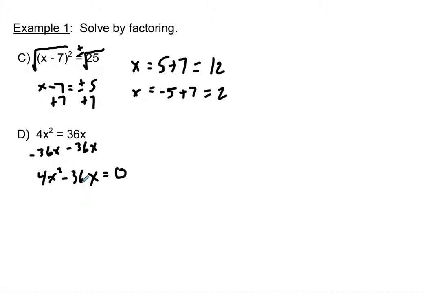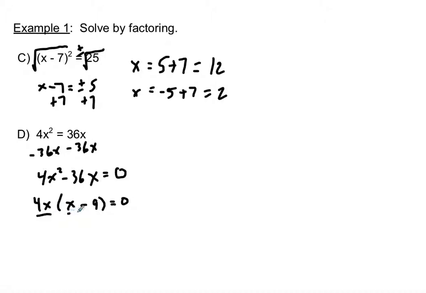I'm looking at that thinking, oh yeah, there's a GCF in this one. I'm thinking what goes into 4 that also goes into 36, and yes, 4 does. And then what do they have in common for a variable? They have an x in common. So 4x times what gives me 4x squared? That would be an x. 4x times what gives me 36x? That would be a 9.